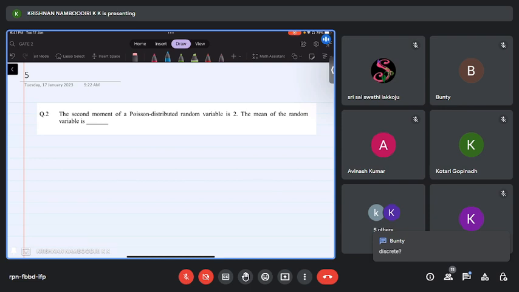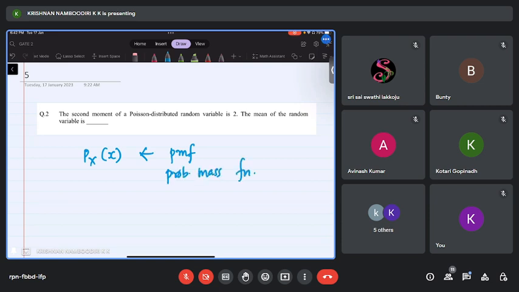Yeah, exactly. So this is a discrete distribution. The previous one, the Gaussian distribution, was a continuous distribution. So you had a PDF, correct? Now you will have a PMF, probability mass function. Usually we denote that with P_X(x) is the PMF, probability mass function.